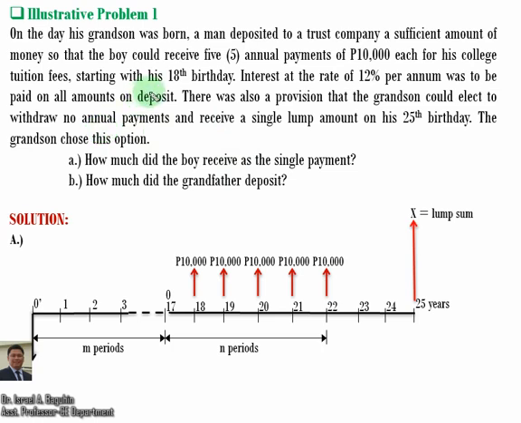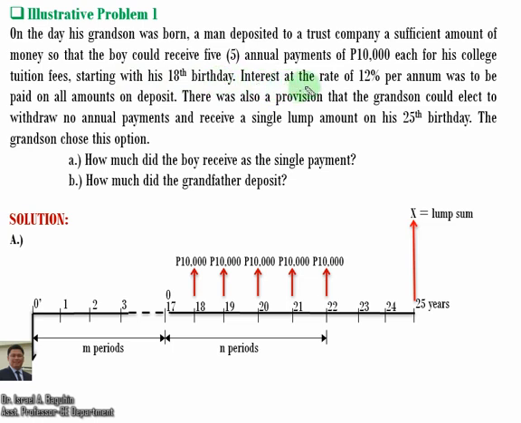On the day his grandson was born, a man deposited to a trust company a sufficient amount of money so that the boy could receive 5 annual payments of 10,000 pesos each for his college tuition fees, starting with his 18th birthday. So take note of this one: 5 annual payments of 10,000 pesos, starting with the 18th birthday of his grandson.